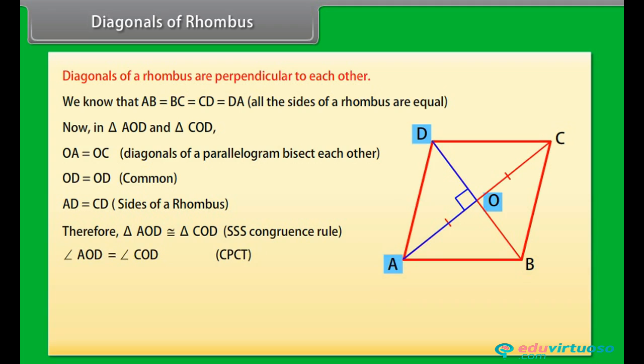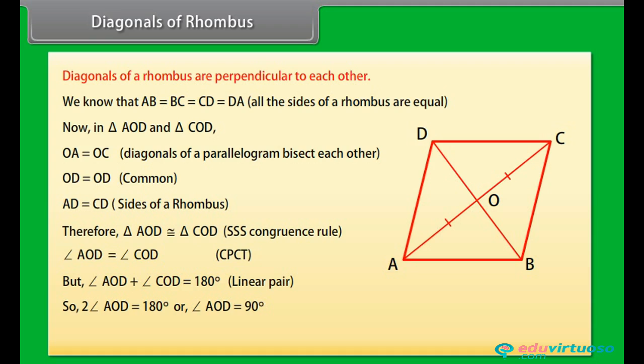This gives angle AOD is equal to angle COD, by CPCT. But angle AOD plus angle COD is 180 degrees because these are linear pair angles. So, 2 angle AOD is equal to 180 degrees. Or angle AOD is equal to 90 degrees. So, the diagonals of a rhombus are perpendicular to each other.